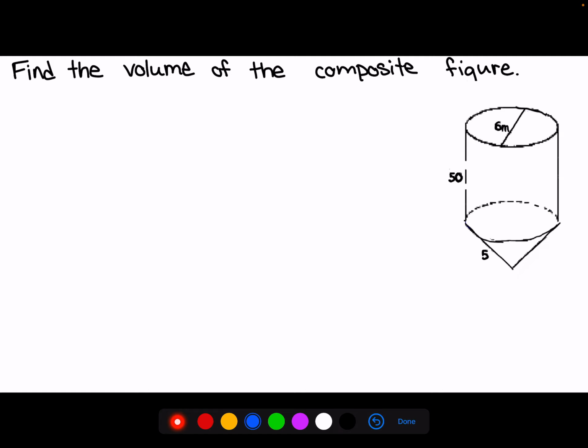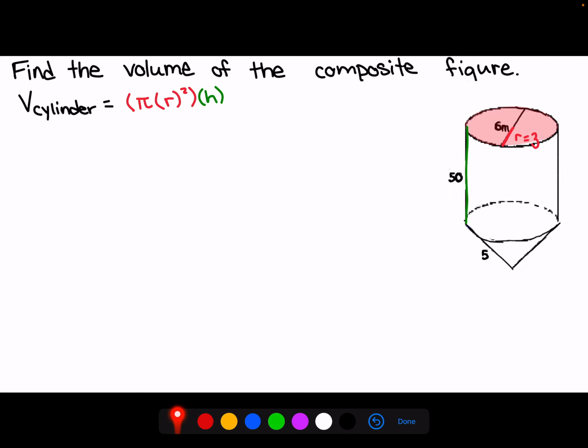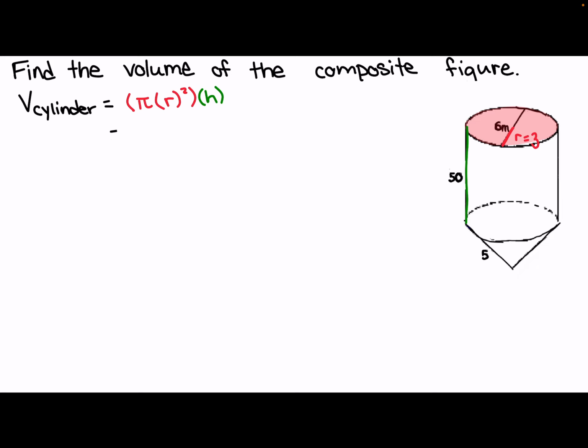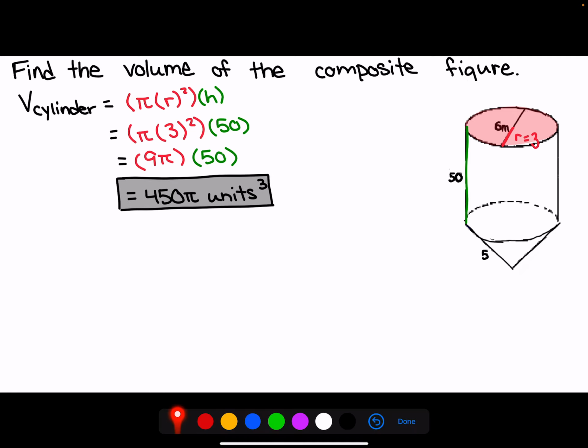So let's go ahead and start with our cylinder. The volume of a cylinder is just going to be big B times h, and since the base is a circle, it's going to be volume is equal to pi r squared times h. Of course, since I have a diameter of 6, my radius will be 3. And looking at our cylinder, we have a height of 50, so h is 50. Plugging into our formula, we'll be left with 9 pi, that's 3 squared, so 9 pi times 50. 9 times 50 is 450. So our answer for the cylinder is 450 pi units cubed.